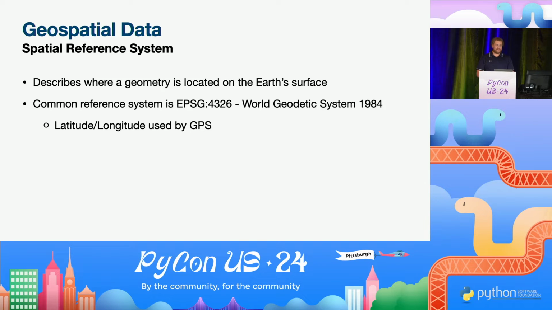So we have to have some type of common ground of what we're talking about when we're saying, hey, I have a point that's located here. And these are known as spatial reference systems. All it's doing is describing where on the Earth a geometry is. One that you probably use most often, especially in the US, is going to be the World Geodetic System from 1984. This is what's used by GPS. You can assume everything that I'm giving you is going to be in this reference system.